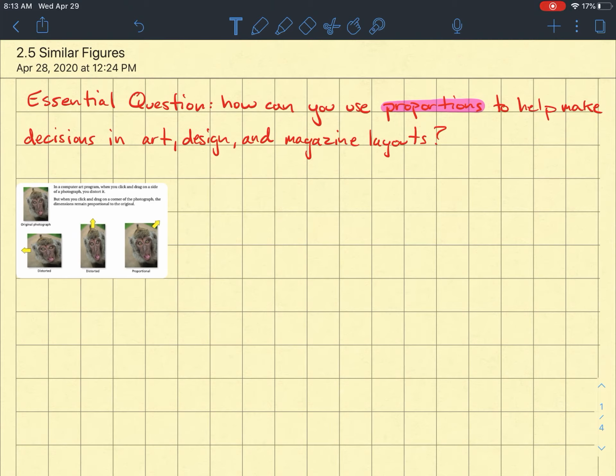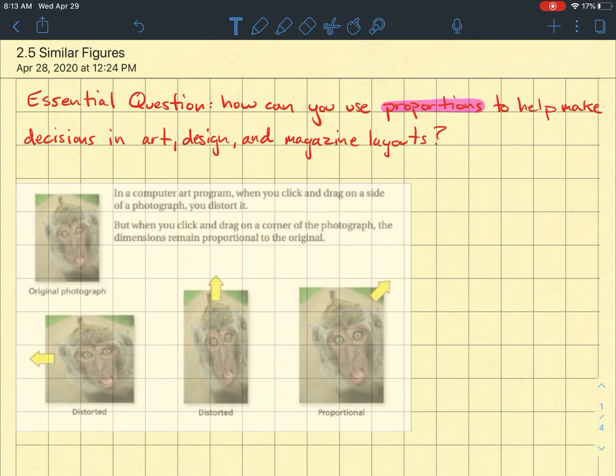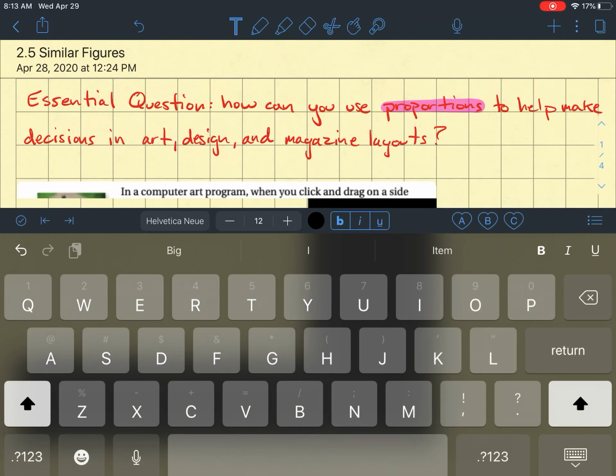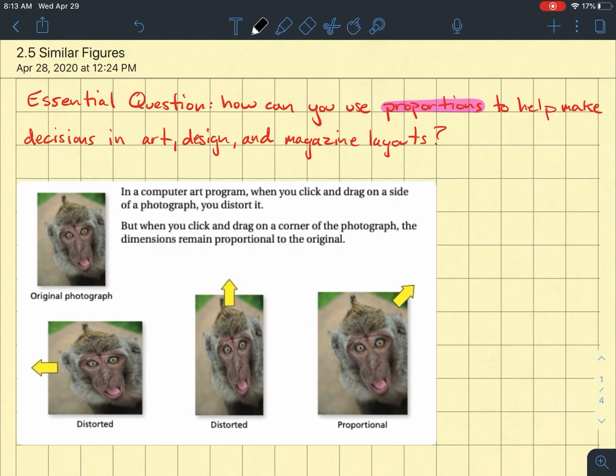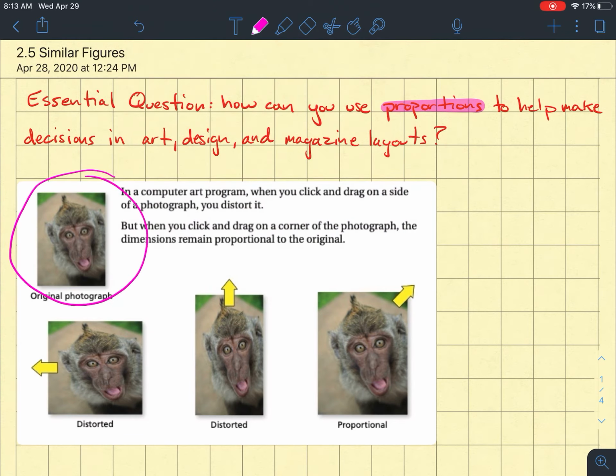So we've all cropped photos, inserted photos on documents, and you can adjust those photos, right, by touching the corner of the photo, right, and dragging it out. And when you drag out the photo, you keep its original size proportional, right, as you drag it out from the corner. Now, if you look at these different images here of these monkeys, if you look at the original photo first, in the upper left-hand corner, okay, that's the original photo.